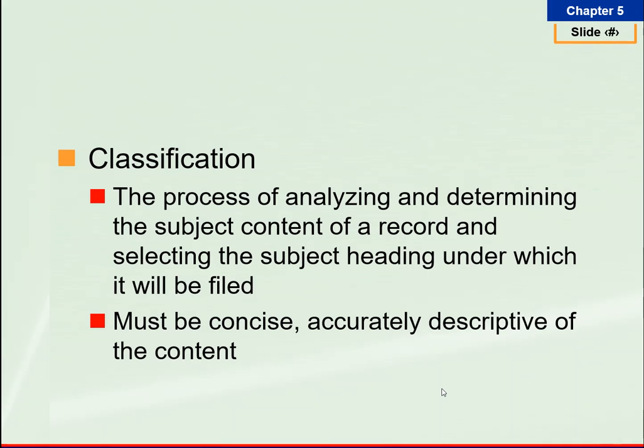So, what is classification? The term classification is the process of analyzing and determining the subject content of a record and selecting the subject heading under which it will be filed. So, in classification, you need to be concise. You need to be accurately descriptive of the content.